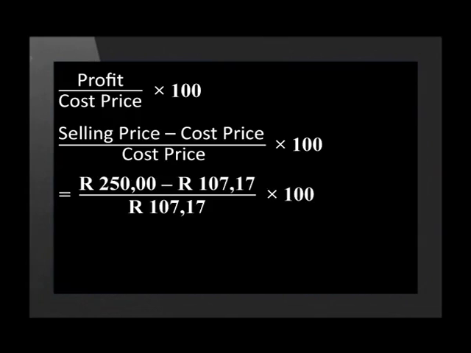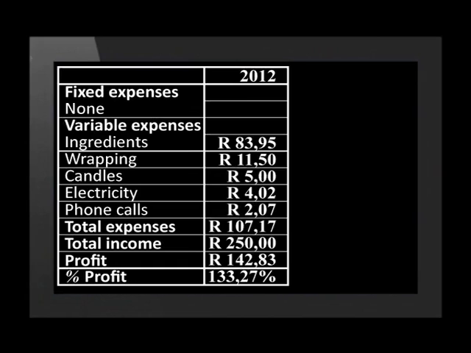So 250 Rand minus 107 Rand and 17 cents divided by 107 Rand and 17 cents multiplied by 100 equals 133,27 and some. Rounded off to 2 decimal places, the percentage profit is 133,27%. Now that we found the percentage of profit, let's put all of this information into an income and expenditure statement. The statement lists the fixed and variable expenses as well as the income and profit.